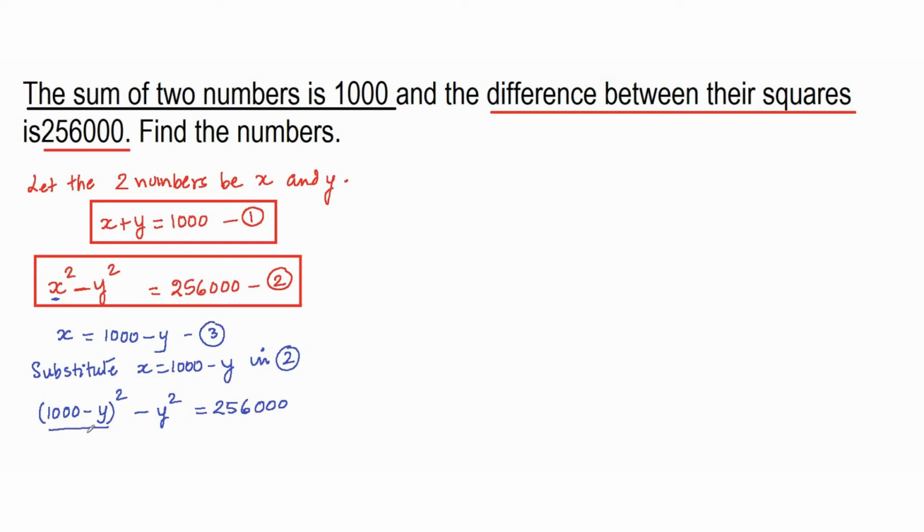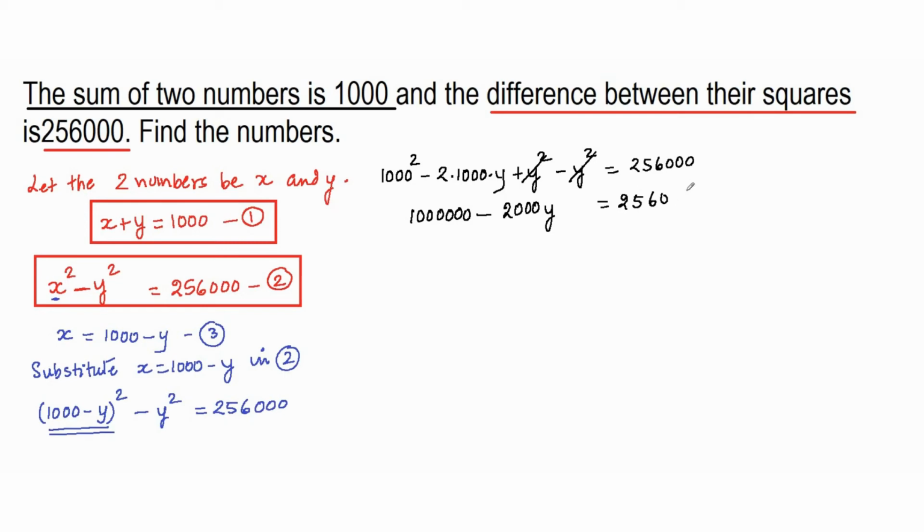Now this bracket is of the form a minus b the whole square. So let us expand it. A minus b the whole square is a square minus 2 into 1000 into y plus b square, that is y square, minus y square is equal to 256,000. Now plus y square minus y square cancels, which means 1 followed by 6 zeros, right? That is equal to 10 lakh minus 2000 y is equal to 256,000, which means negative 2000 y is equal to 256,000 minus 10 lakh.